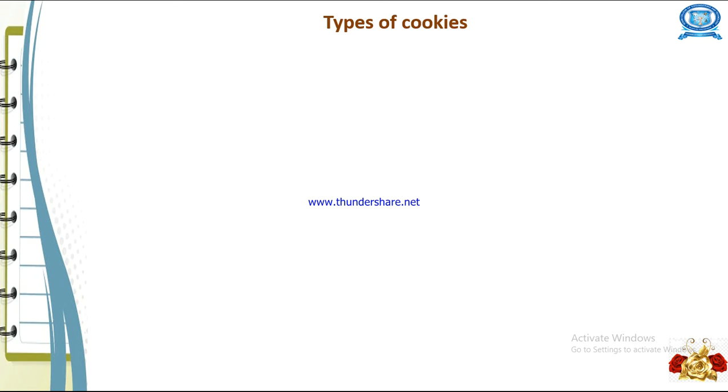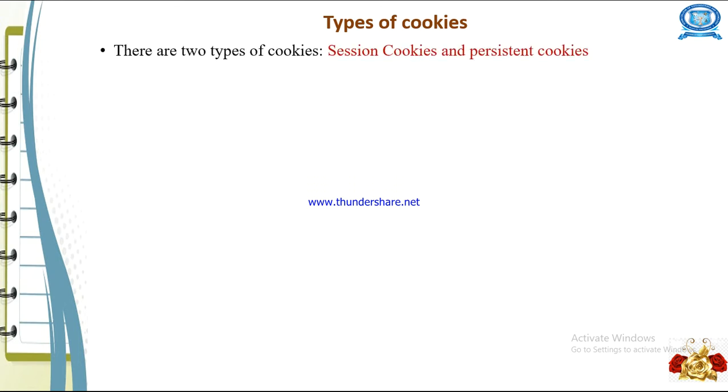Next, what are the types of cookies? Generally there are 2 types of cookies: session cookies and persistence cookies. First, we are going to discuss the session cookies.